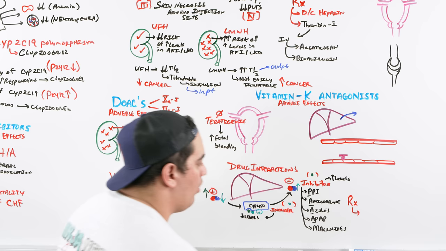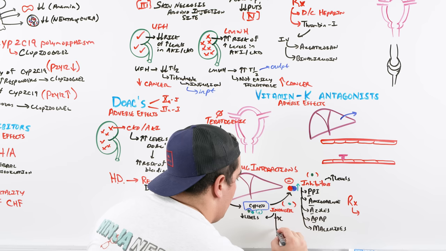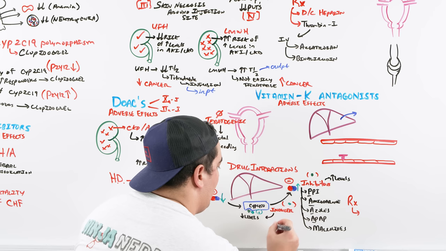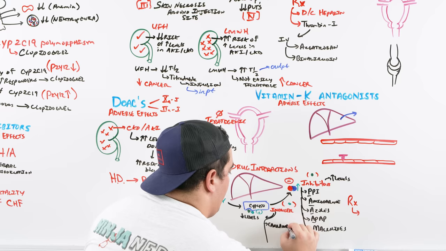This you can remember as CPR. Some of the drugs in this category, there's a bunch, but I think these are some of the more commonly utilized ones. This could include carbamazepine, which is an anti-epileptic and used in trigeminal neuralgia.